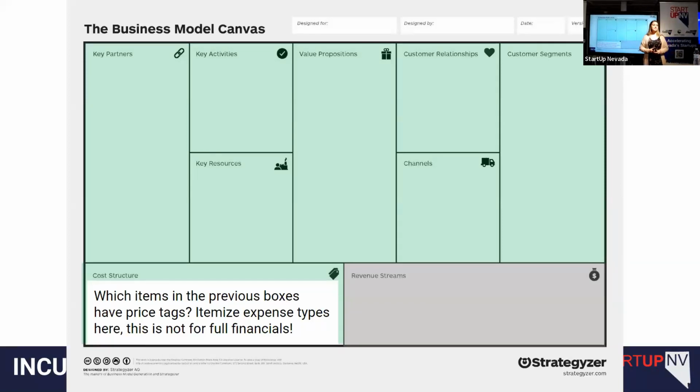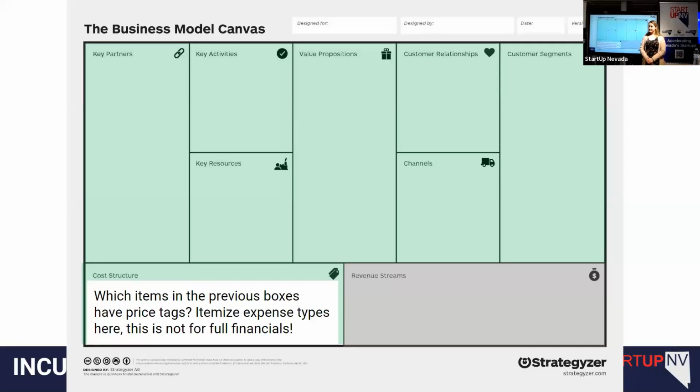Yes, salaries can go in this box. Carrie has added licensing, insurance, and education. Yes. All things that will cost you money can go into cost structure. Keep in mind, it has to be connected to something on the canvas. No orphans.